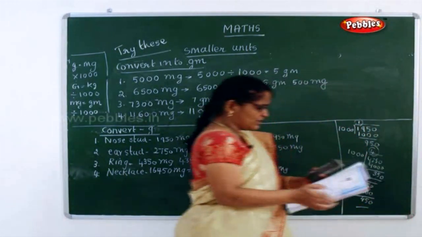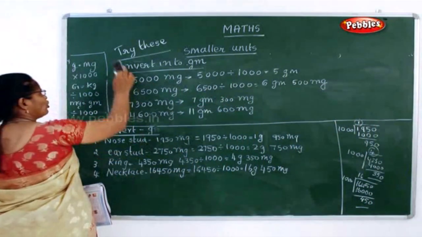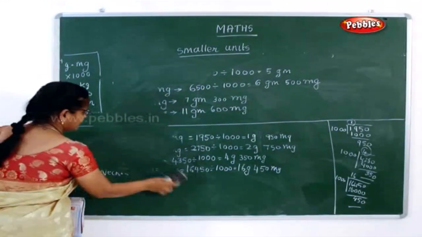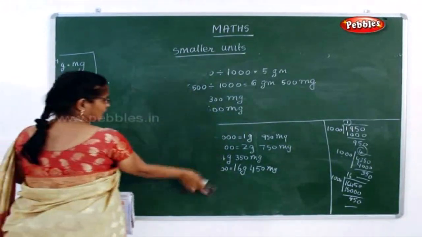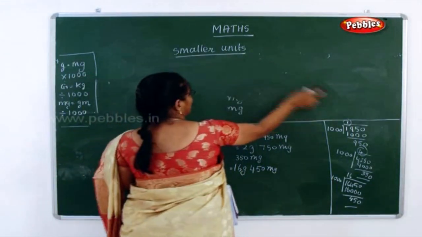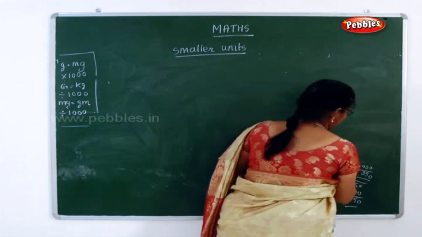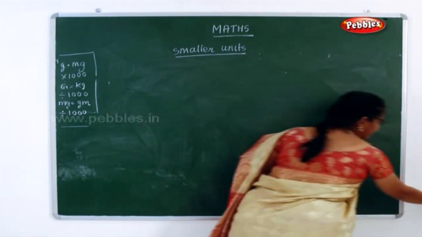See, the next one is your addition in this. So now you did the normal simple conversions, where you are just dividing by 1000 and multiplying by 1000. But now what you are going to do is addition. Addition of all these grams and milligrams.